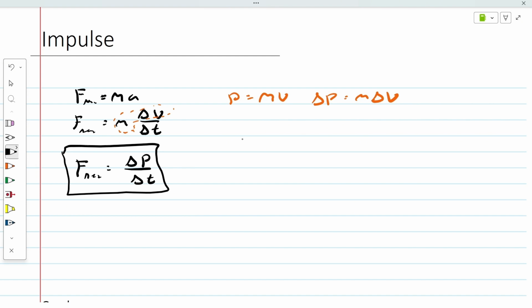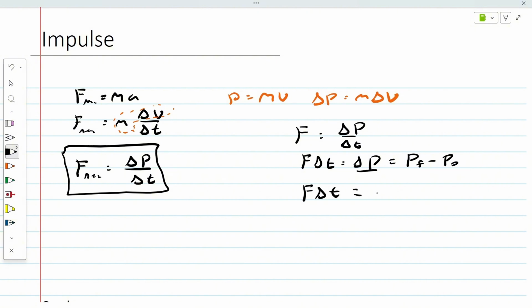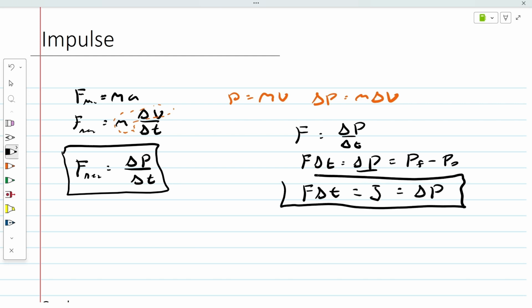Now that we have force equals the change in momentum over the change in time, if we multiply both sides by change in time, we get the force times the change in time equals the change in momentum. We can also say P final minus P initial, but what we call this change in momentum is impulse. So we'll say that the force times the change in time is equal to the impulse, which we'll denote as J, which equals the change in momentum. So that is the other big equation, which is really saying pretty much the same thing as this, just giving this term a name.